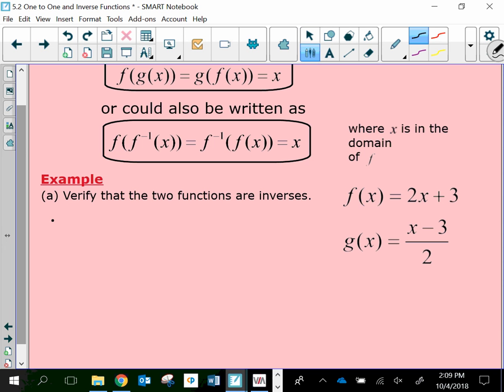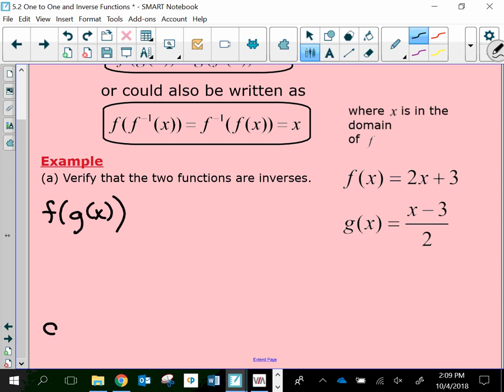I'm going to first do f of g. Then I'm going to do g of f. And what should I get for both answers? x. Okay. Now that's the verification process. That's the reason we did composition of functions last class, so we would know how to do this.